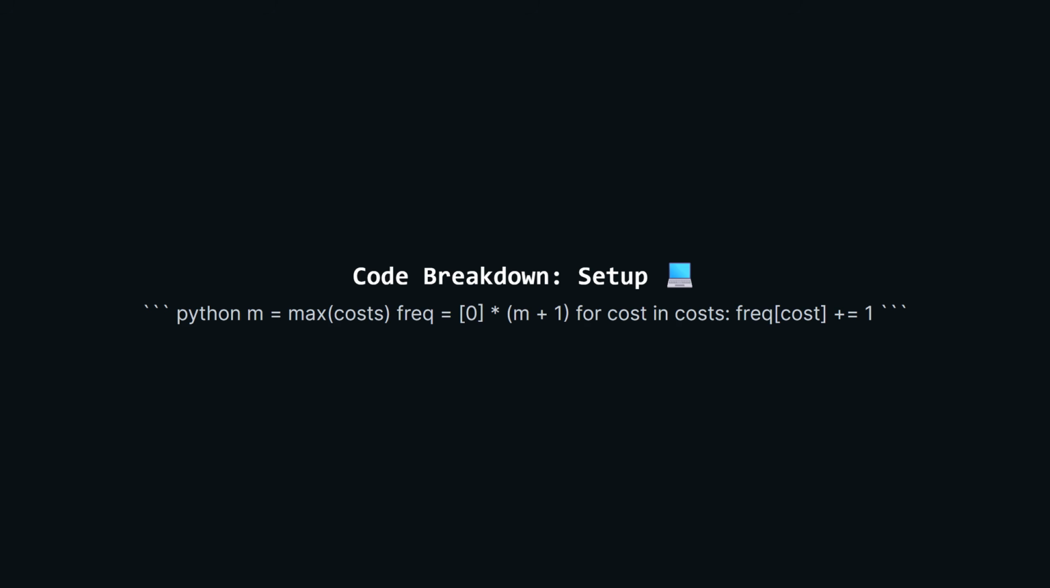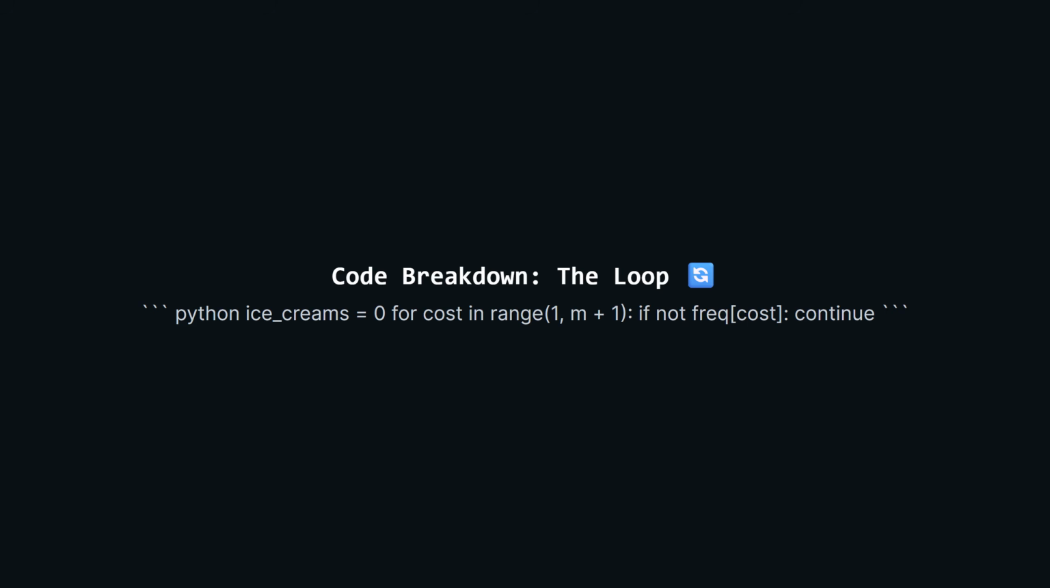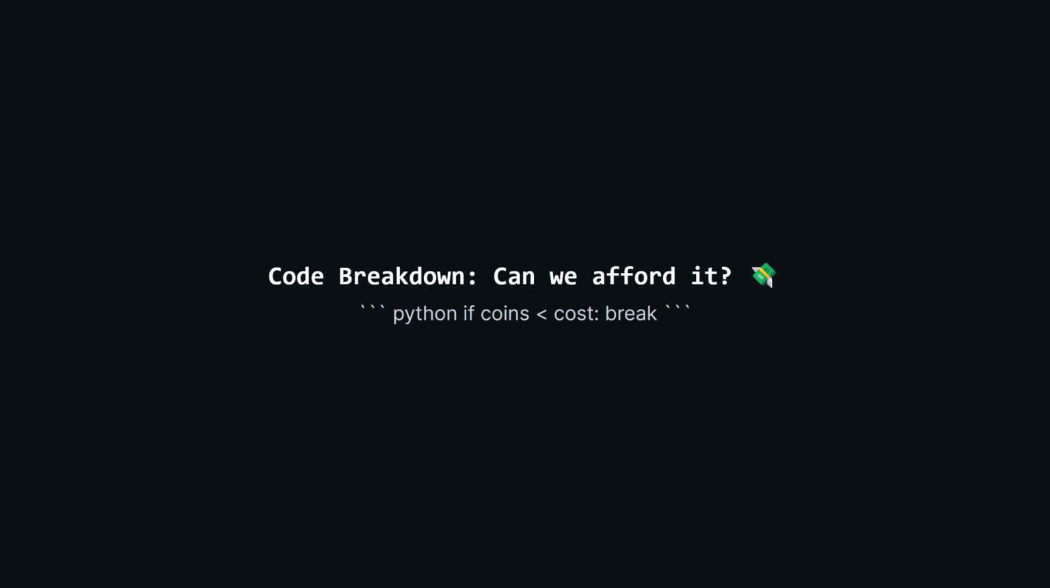Let's translate this into Python code. First, we find the maximum cost, create our empty frequency list, and tally up all the prices in a loop, just like we did manually. Next, we start our shopping spree. We loop starting from price 1 all the way up to the max price. If the frequency at a certain price is 0, we just skip right over it. Inside that loop, we need a safety check. If our remaining coins are strictly less than the current price, we definitely can't afford anything else, so we break out of the loop completely.